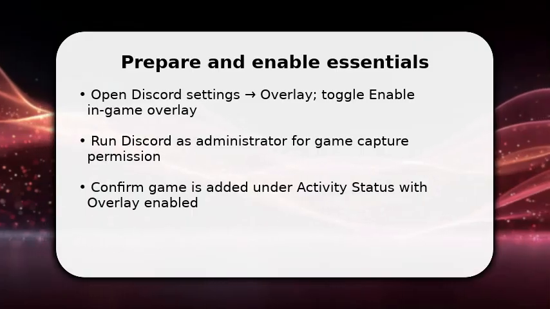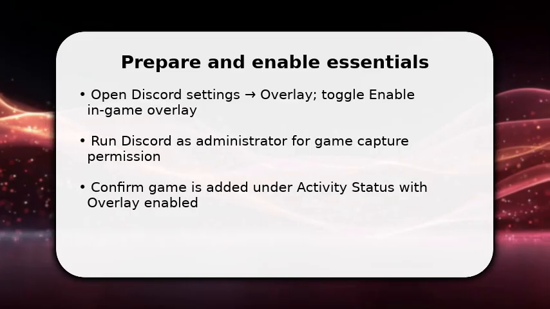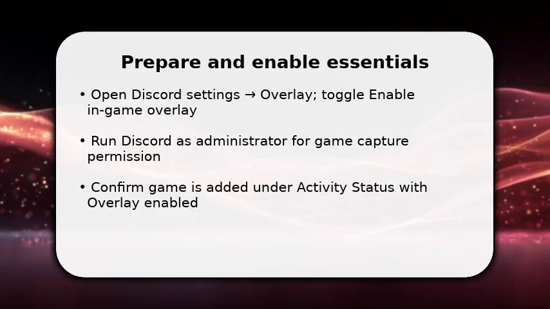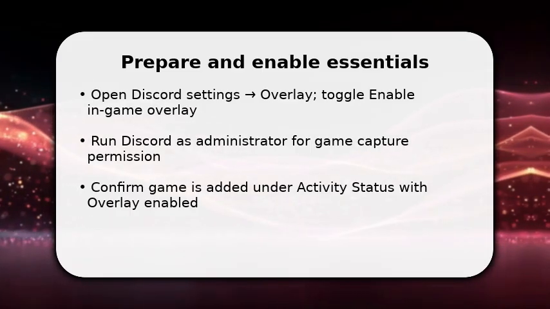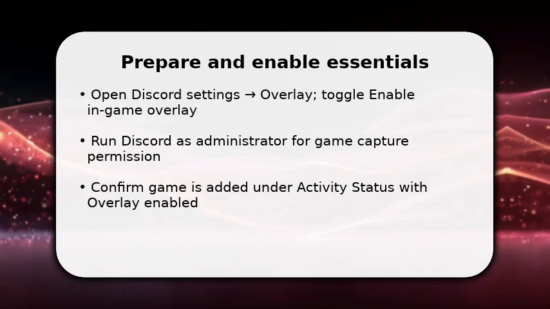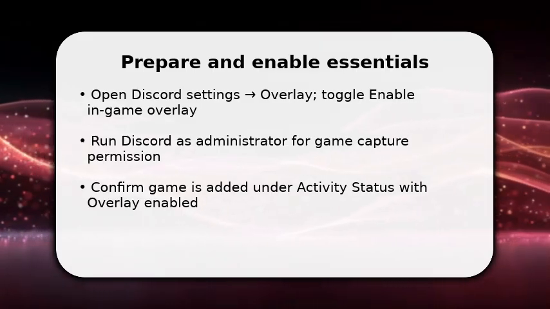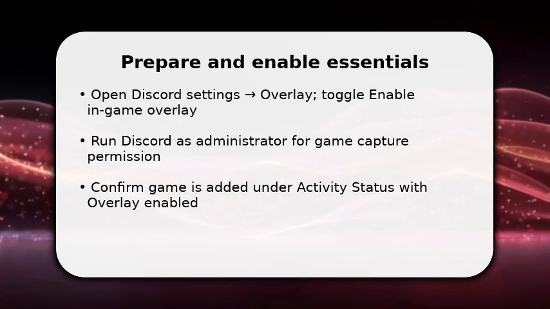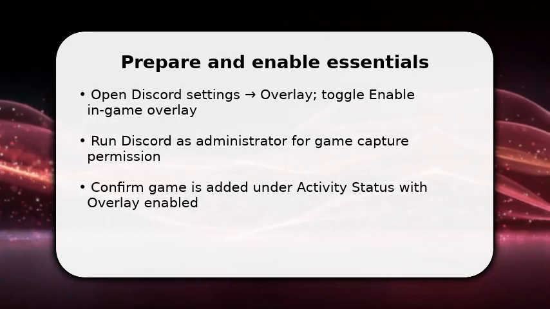You start by enabling the overlay and giving Discord the rights it needs. Open Settings, go to Overlay, and turn on Enable in-game Overlay. This lets Discord draw on top of the game. Once done, add the game under Activity Status and flip the overlay for that specific title.